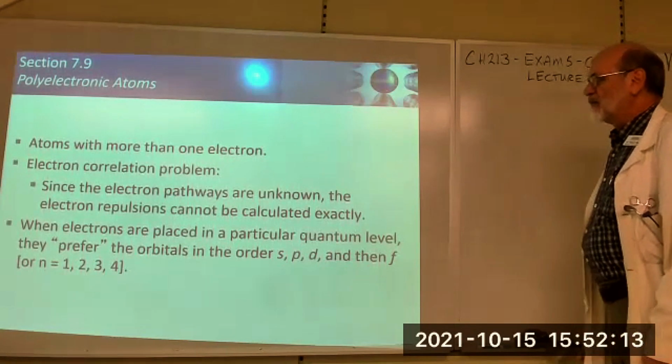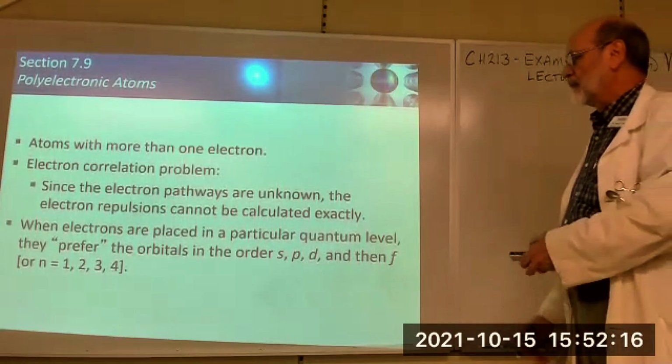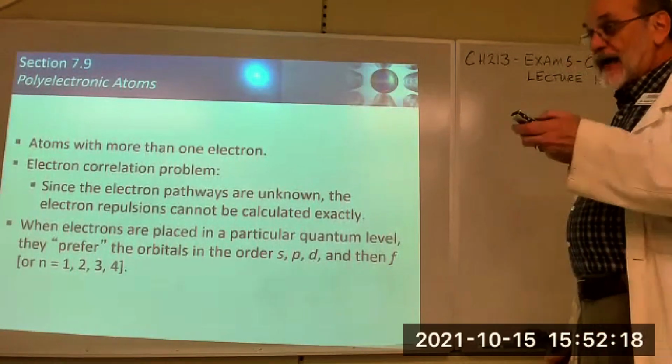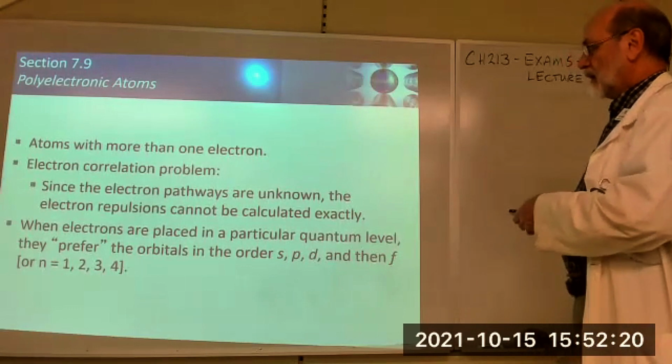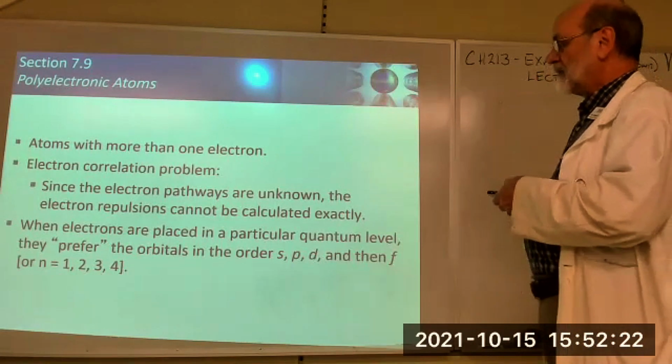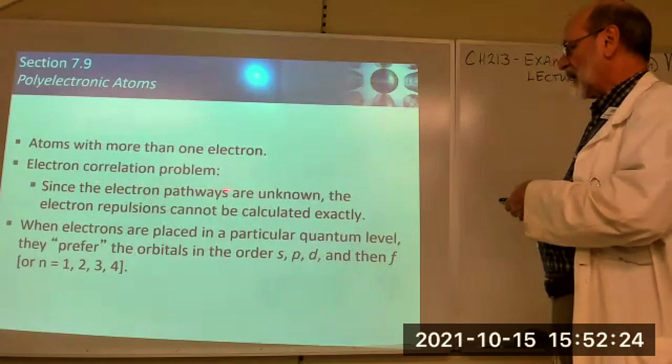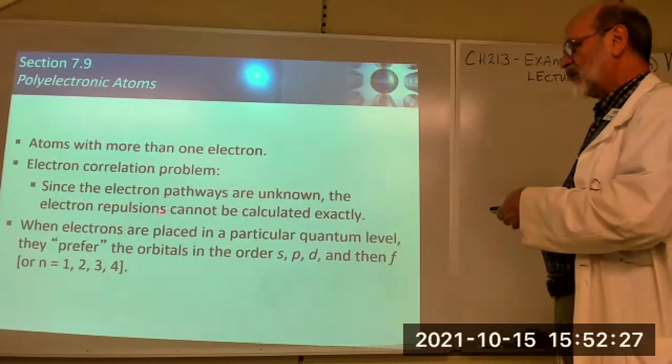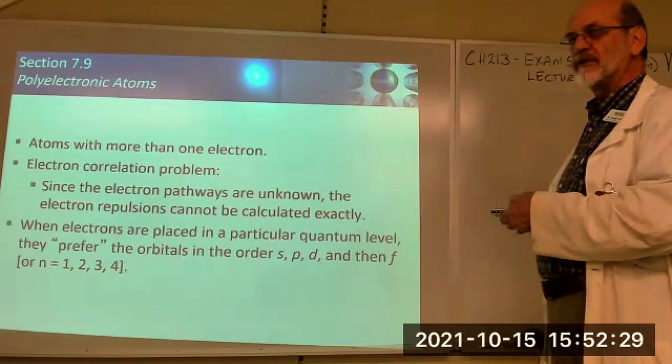Here's the problem with polyelectronic atoms. Those atoms with more than 1 electron: primarily we don't know where the electrons are, which means we cannot calculate their repulsive forces.